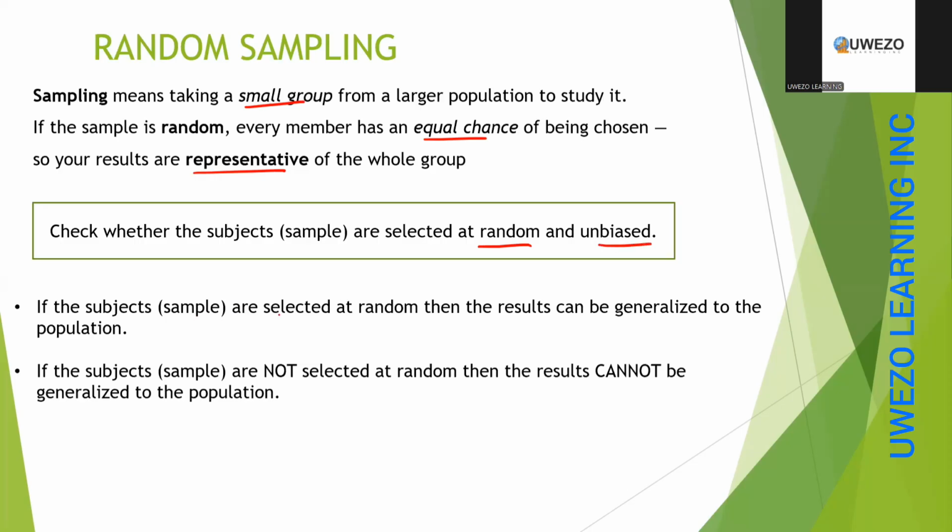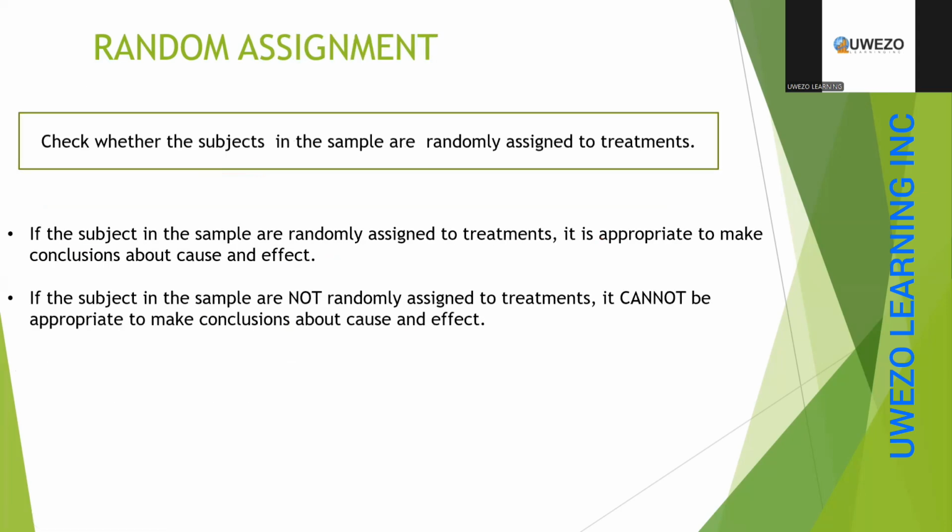If the sample is selected randomly, then only the results can be generalized to the entire population. If the sample is not selected at random, then we cannot generalize the results.